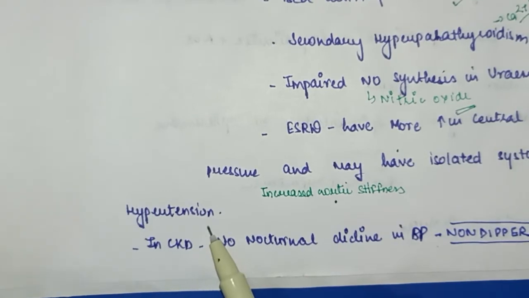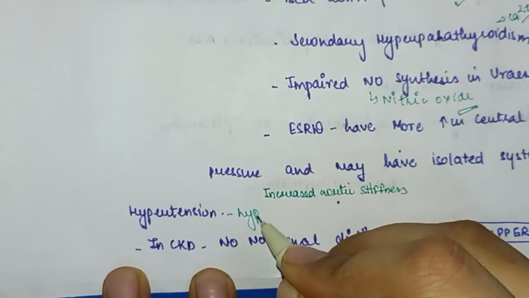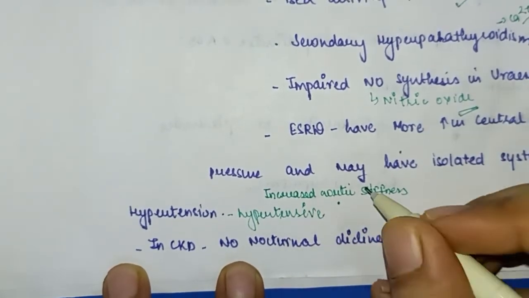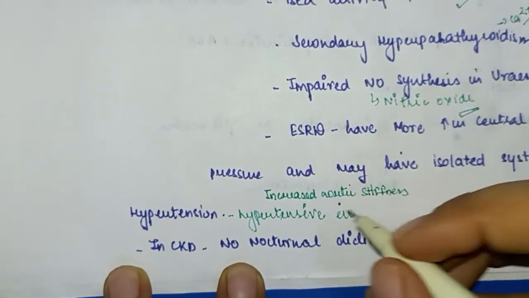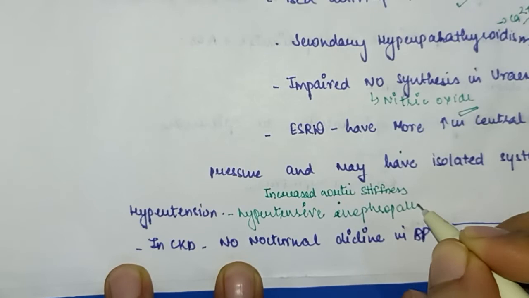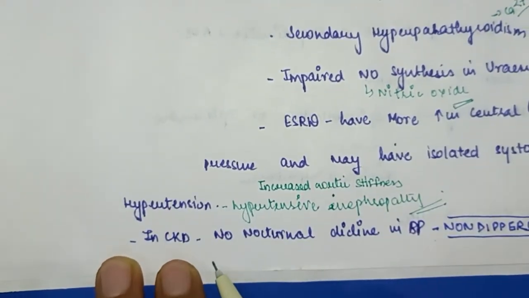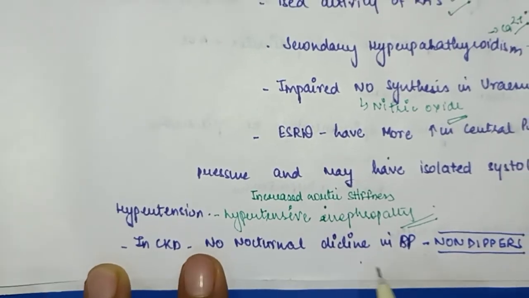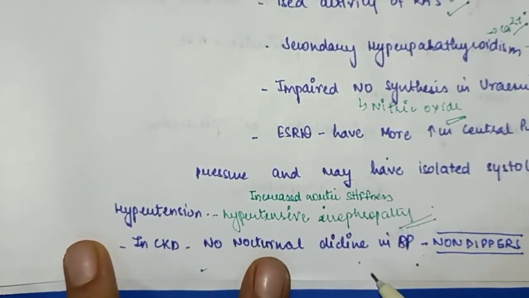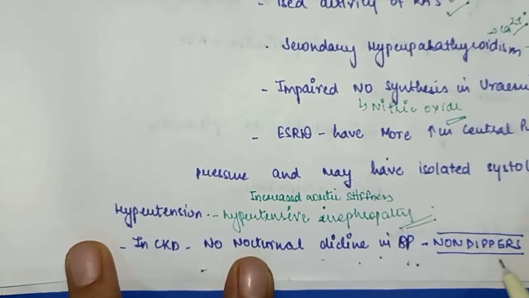Hypertension itself leads to hypertensive nephropathy, which is further involved in poor control of blood pressure in CKD patients. And one more important reason is that in CKD patients there is no nocturnal decline in BP. In normal patients there is a midnight decline in BP, but in CKD patients there is no nocturnal decline in BP since they are known as non-dippers.